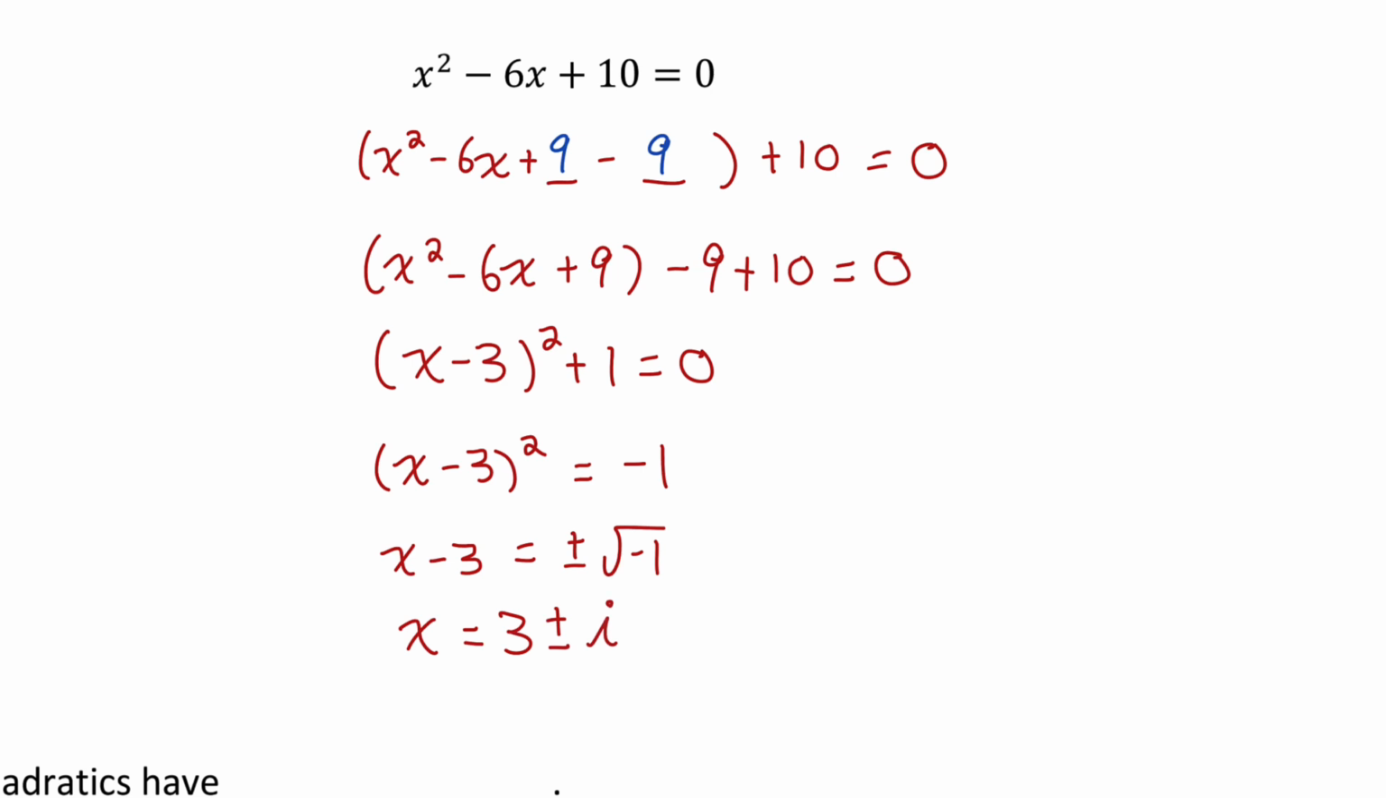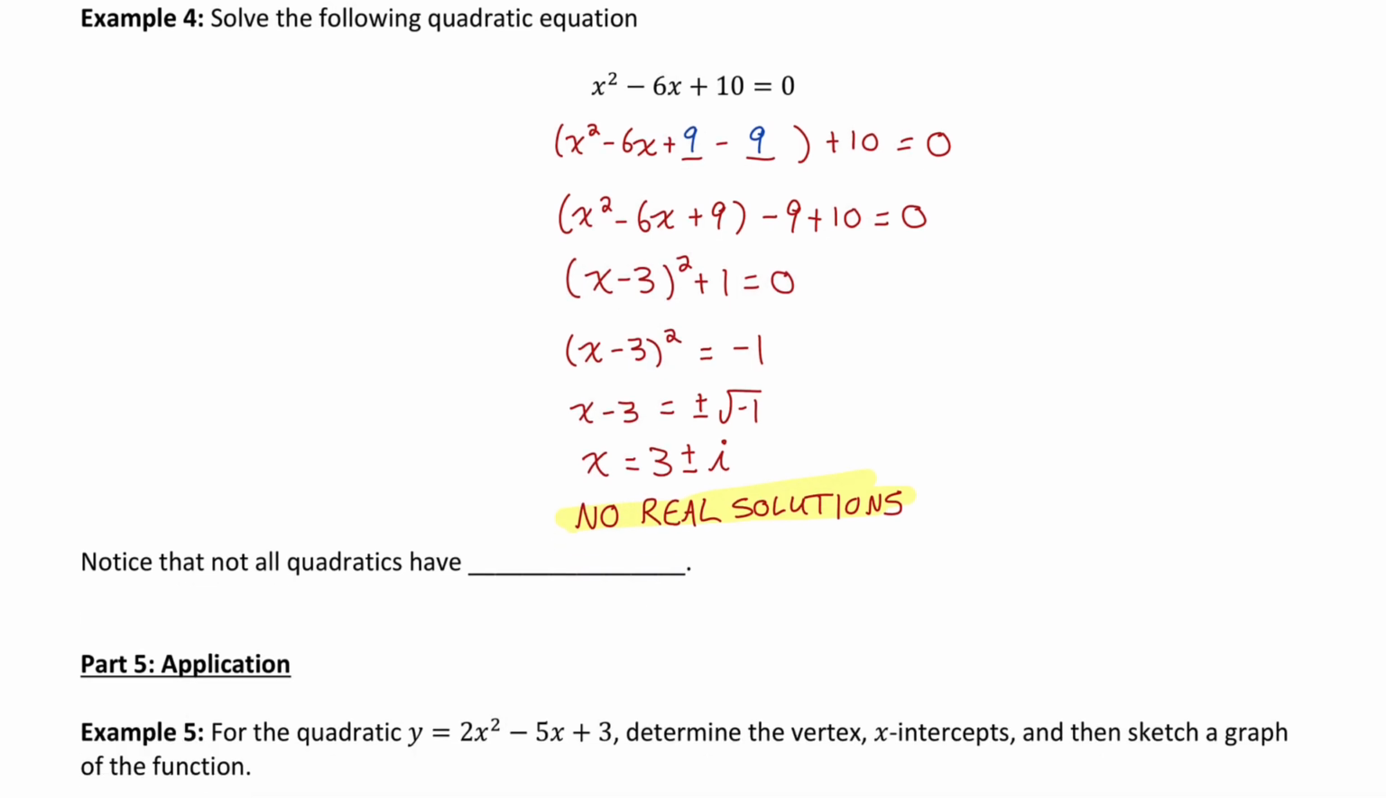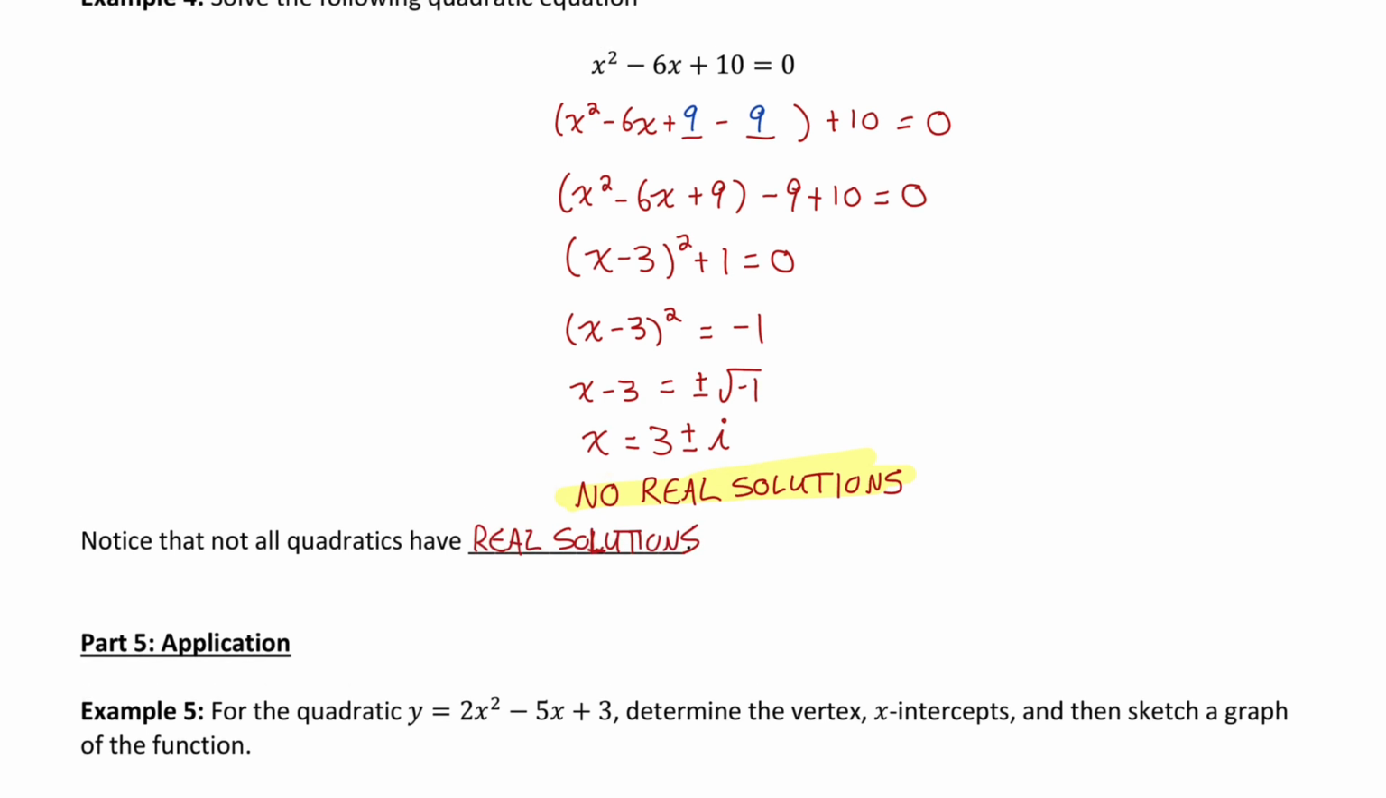Now in this course, you're not expected to express an answer like this. Once at this step, seeing that we're square rooting a negative, you can actually stop the question there and just say there are no real solutions. So anytime when solving a quadratic by completing the square, if you have the square root of a negative value, there are no real solutions to that quadratic. So notice not all quadratics have real solutions. This quadratic only had what we call our imaginary solutions.